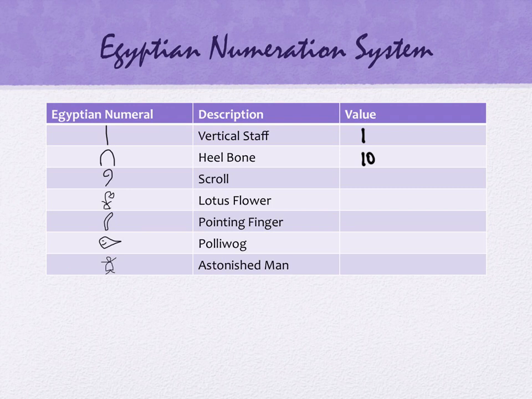The next one's a scroll, and I'll also tell you the scroll is actually also drawn upside down, left and right. That doesn't seem to be an issue with the Egyptians at all, the direction of these things. Your book draws it like this. The scroll has a value of 100.